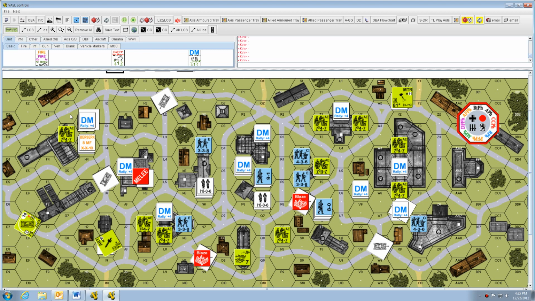So he cannot route to G2 because he'd still be adjacent. He cannot route to I3 because he'd still be adjacent. He would have to route to I2 where he can be interdicted by these units in H3, or he'd have to route into H1 where he could be interdicted from the units in G3. So this crew unit will surrender to the American player.